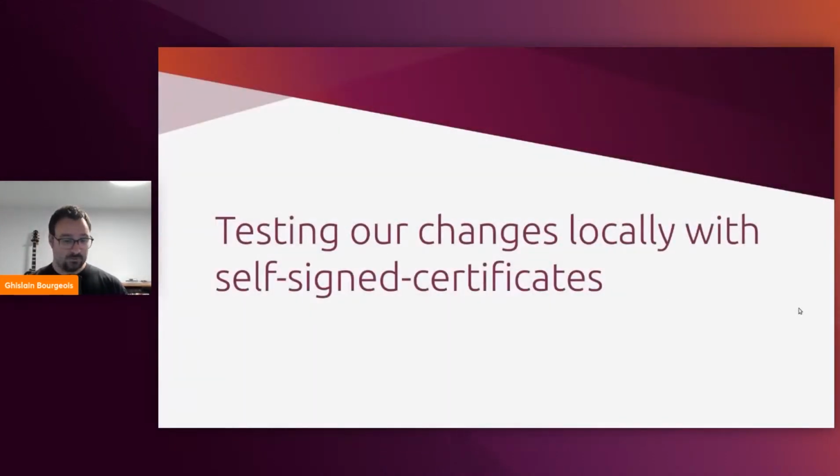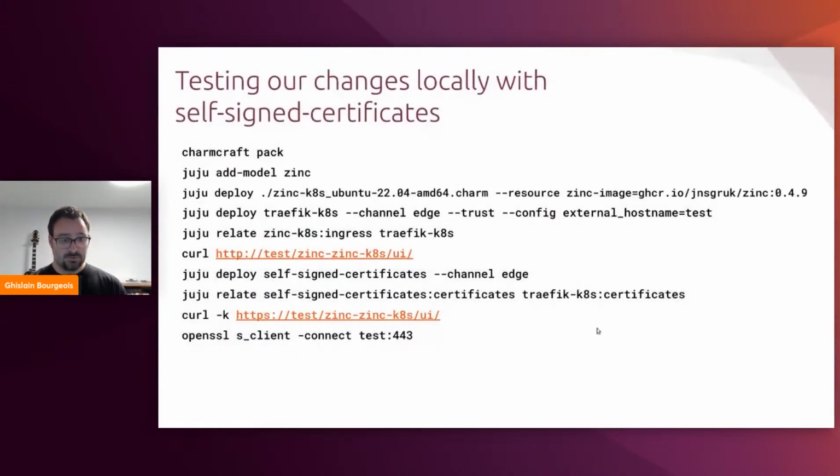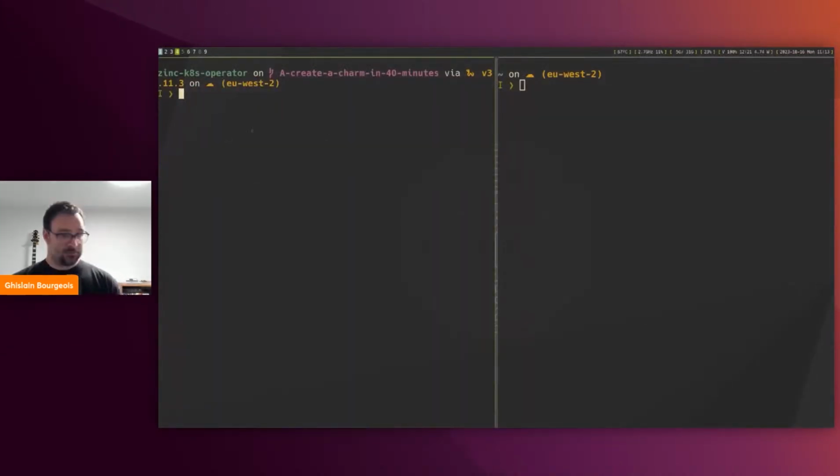So now we're ready to test those changes locally with self-signed certificates. We will be doing all those commands to test it. I'll be going through those as a live demo. So let's go right over to our terminal. First of all, we will be doing a charmcraft pack to create our charm from the code that we just wrote. It shouldn't be too long because we already have built the charm before, and we just did some small changes. So it's doing that quite quickly.